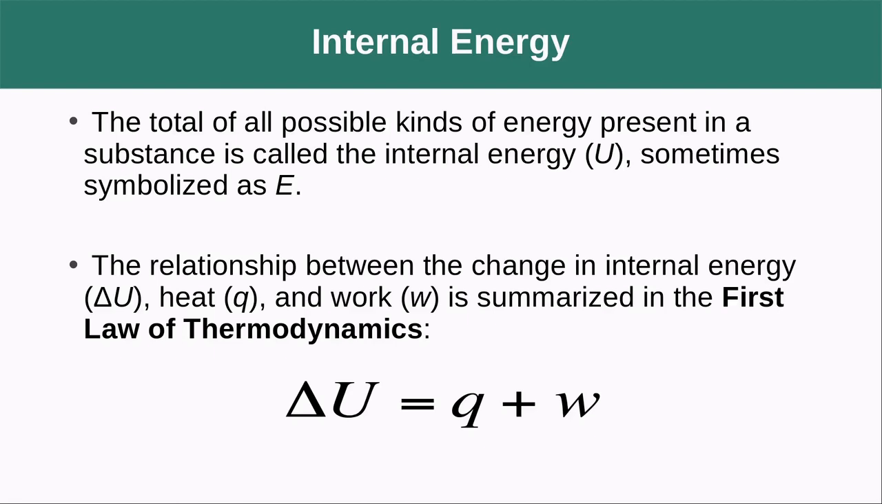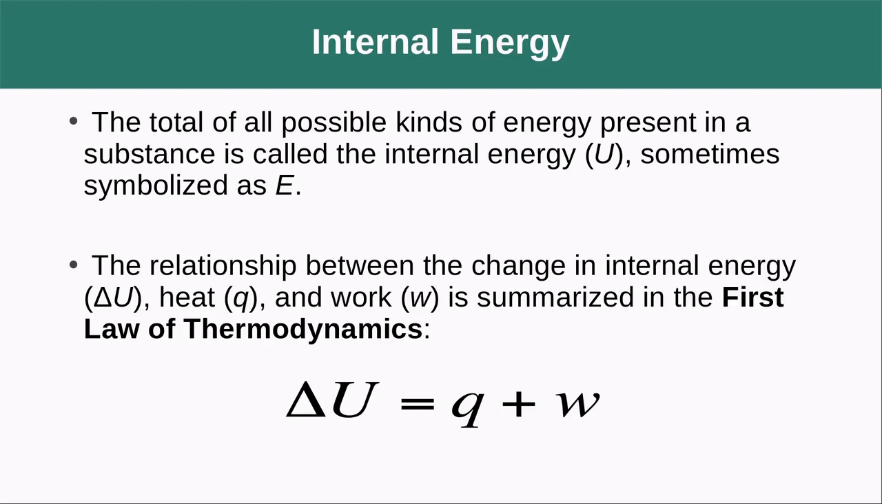So let's start off with defining internal energy. The total of all possible kinds of energy present in a substance is called the internal energy, and that is abbreviated with a capital U, very ambiguously, as sometimes you'll see a capital E, but in chemistry you're typically going to see a capital U. Now, we can add up all of the different kinds of energy within a substance and find out the exact internal energy of the substance. But typically, we're really not very concerned about that. What we want to know is how the internal energy of a substance is changing.